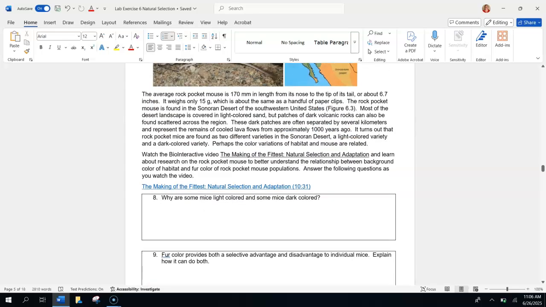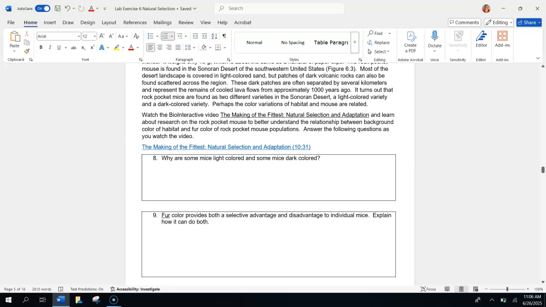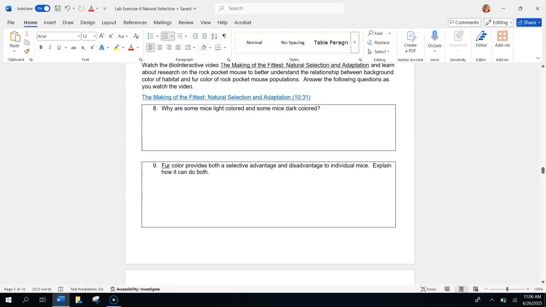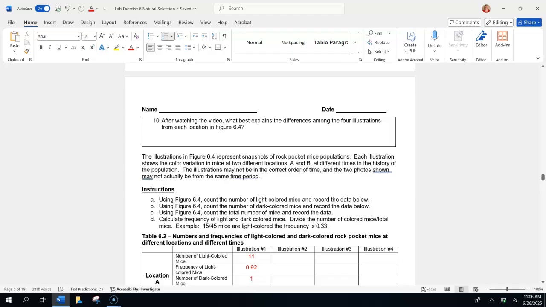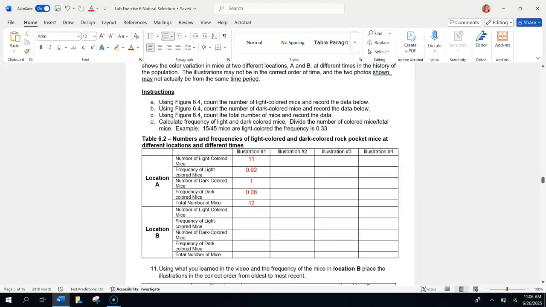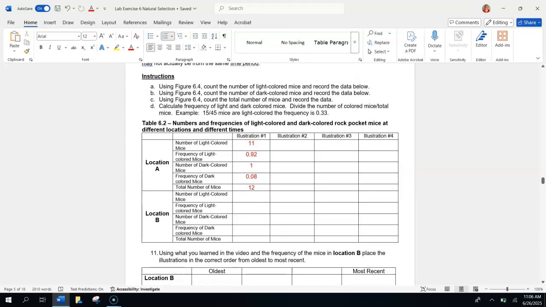You're going to watch the video, so click on that link. It's also on Canvas. Answer questions 8 and 9. And then we come to our first photo. So there's question 10. That's part of photo 1. Sometimes you get a little confused on how to do this. You are going to fill in this table.